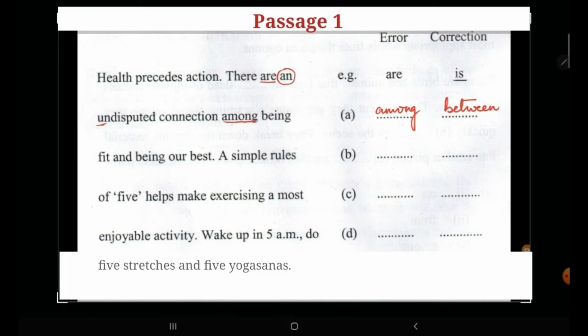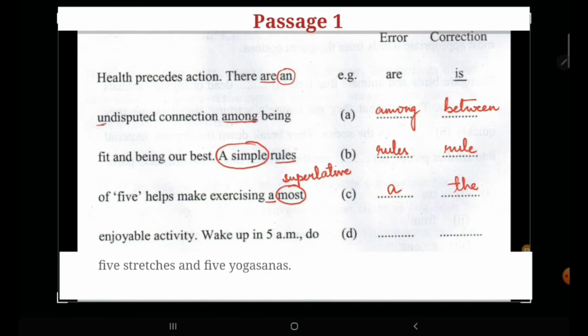A simple rule. Now if we are talking about one singular thing, a simple, then we cannot have rules. So rules is a wrong word. Instead we will have rule. Of 5 helps make exercising a most. Most is a superlative degree, and before the superlative degree we must have the. But here the wrong article is used, so the wrong article is a and the correction will be the.